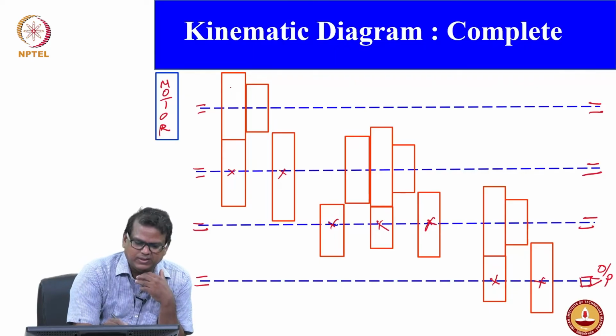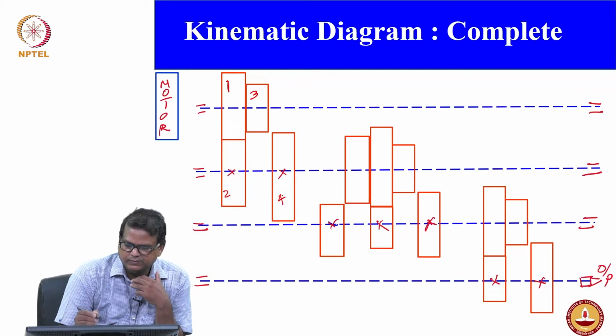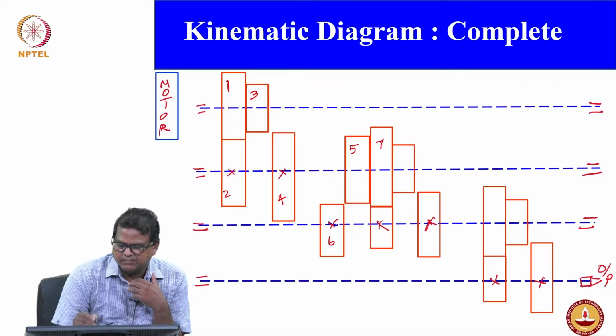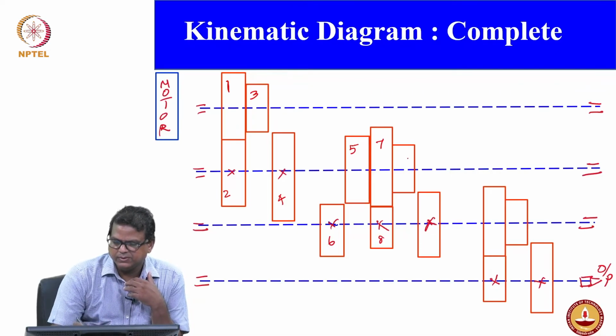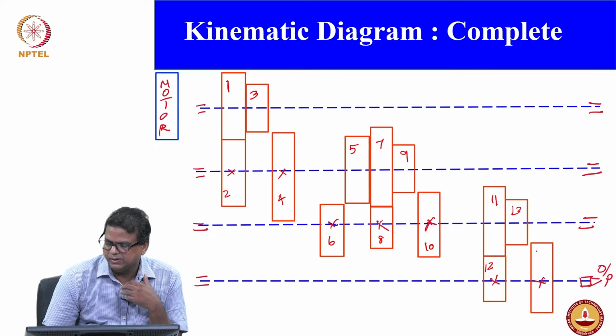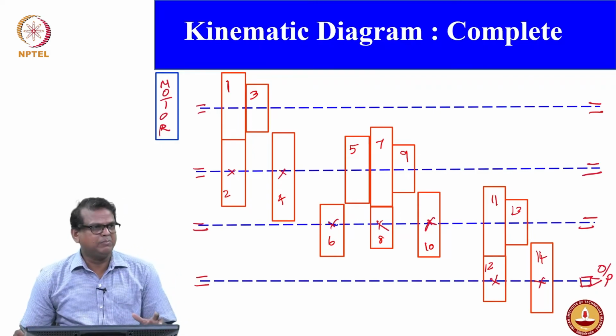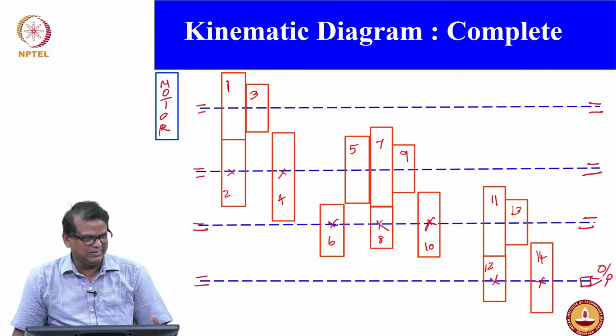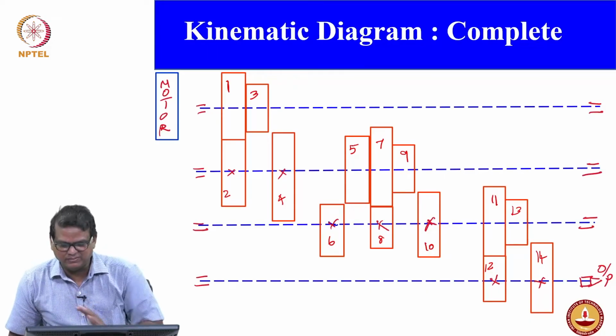So, I am going to say this is 1, okay, 2, 3, 4, 5, 6, 7, 8, 9, 10, 11, 12, 13 and 14. Okay. Remember, all odd gears are drive gears, all the even gears are driven gears. Okay. So, which is for easy understanding.